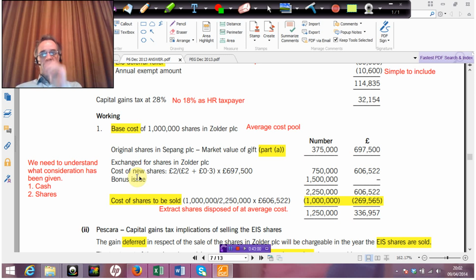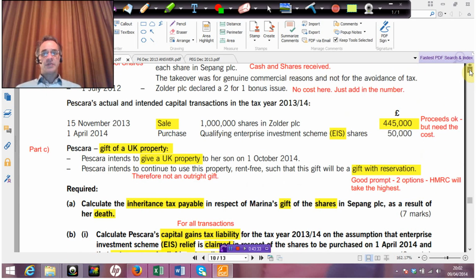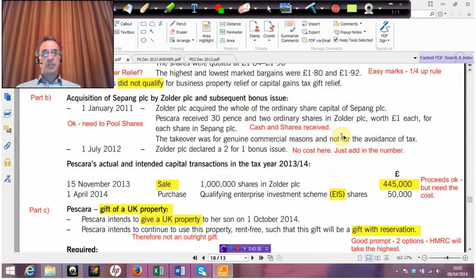What we had, and I'll take you back to the question in a second, is that we have a takeover where consideration is being offered by Zolder plc to her for Zapang plc shares. And you'll ask, well, what are they offering? Basically they're offering two different types of things: some cash and some shares. So if we go to the question, in effect this is going to be some sort of disposal because she is receiving cash.